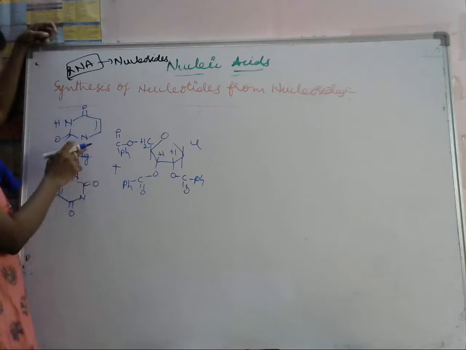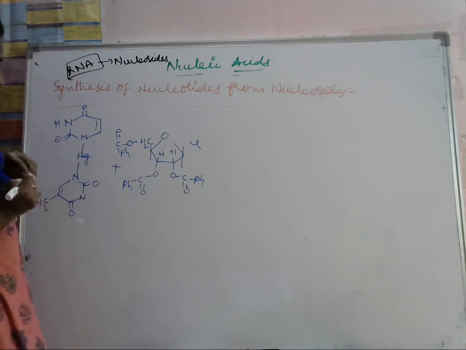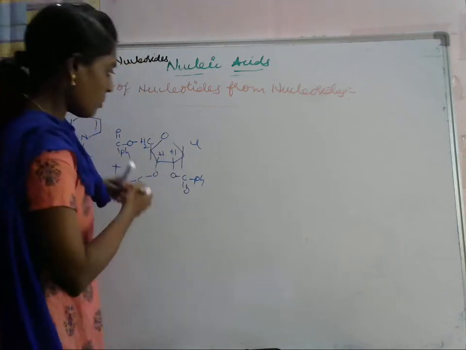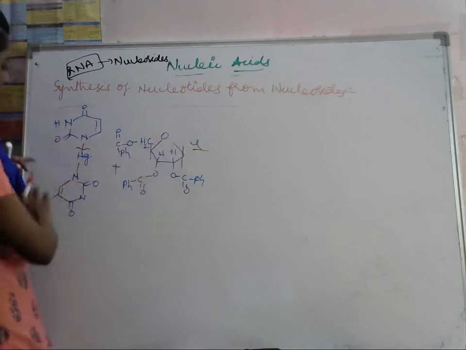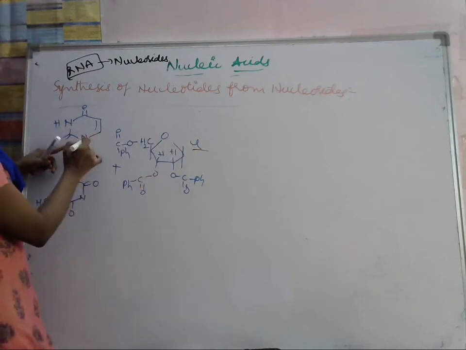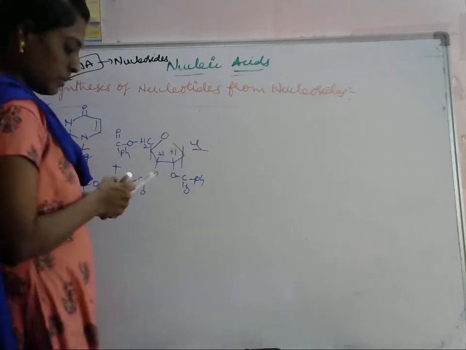We have to take the mercury salt. Then what will happen here? This Cl will be removed and we have to cut this one, meaning HCCl and this group will be removed, and a bond is formed between this nitrogen and this carbon.